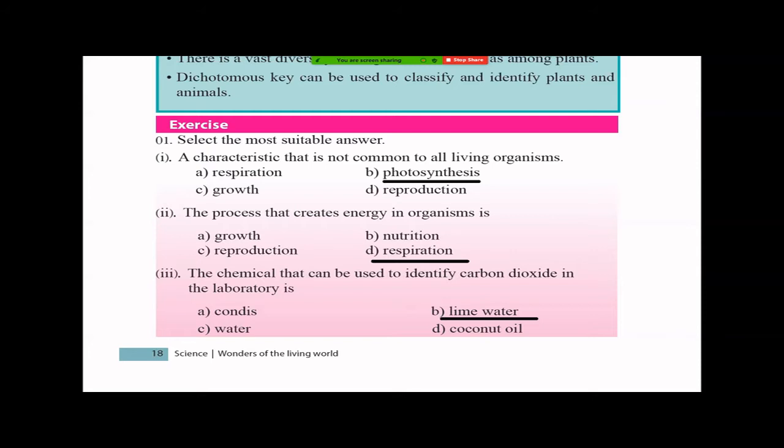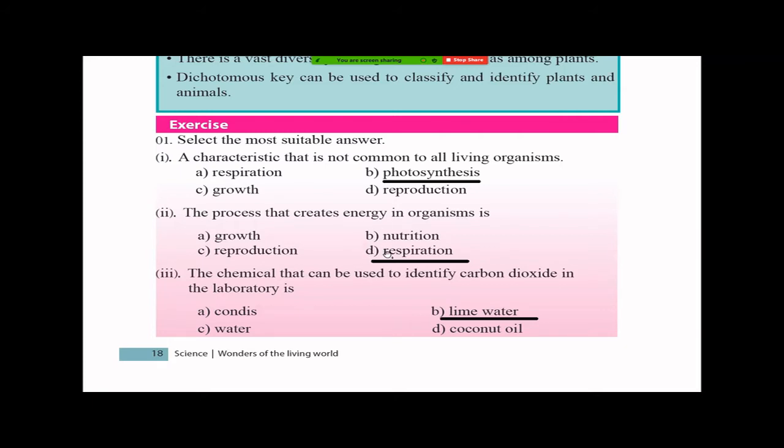About nutrients and reproduction. From that, even nutrients is a common feature, but photosynthesis, that means producing their own food, is only common to plants. Therefore, photosynthesis is not common to all living beings, but all the other three are common for plants and animals.